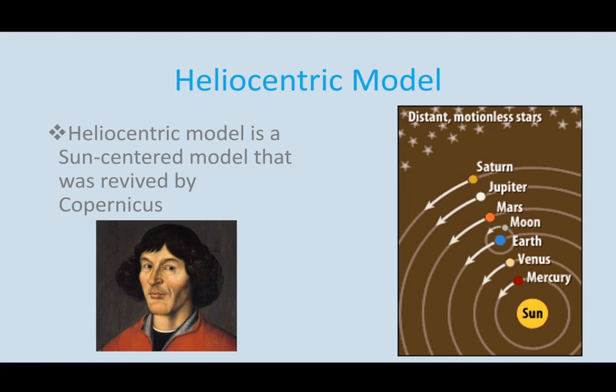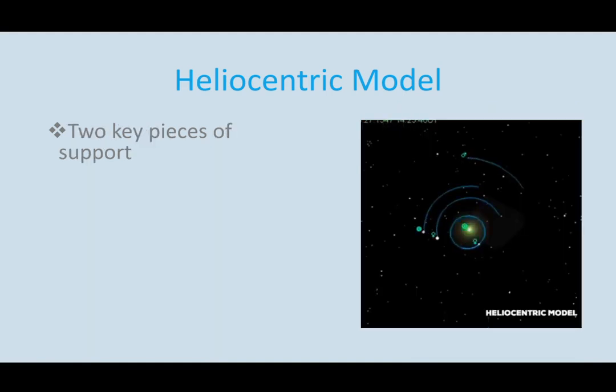Next is the heliocentric model, which is basically a sun-centered model that was revived by Copernicus. The idea is that everything revolves around the sun. This is a little bit more realistic to what our solar system is, in that the planets rotate around the sun. And there are two key pieces of evidence that support that.